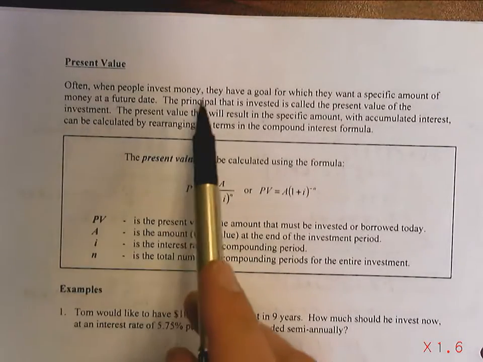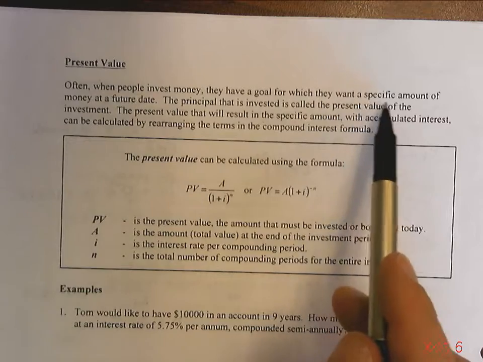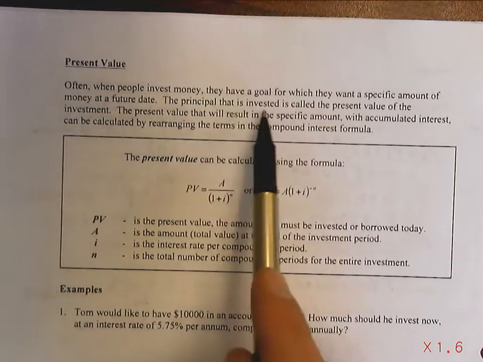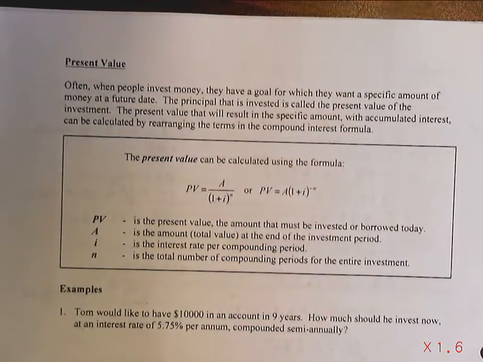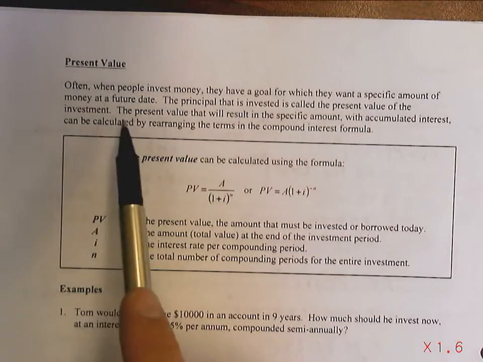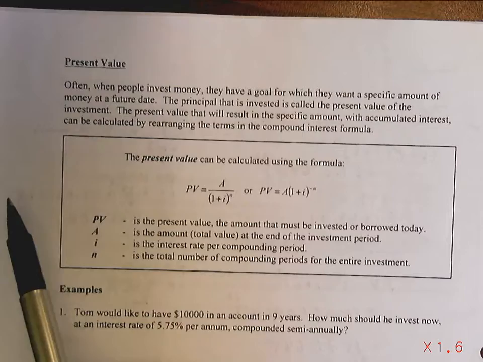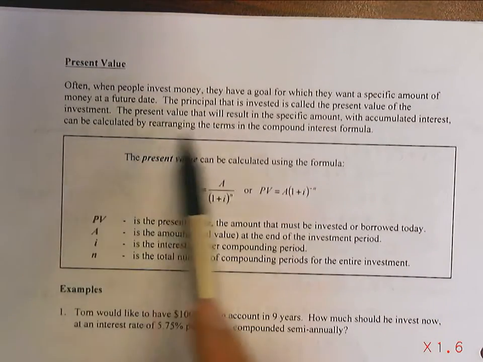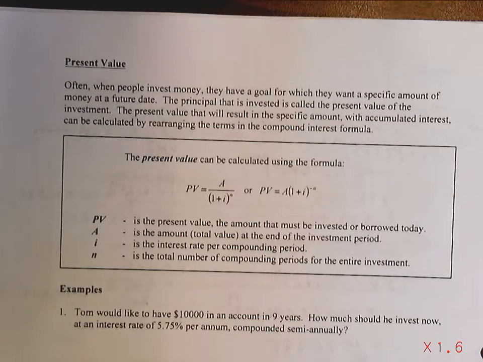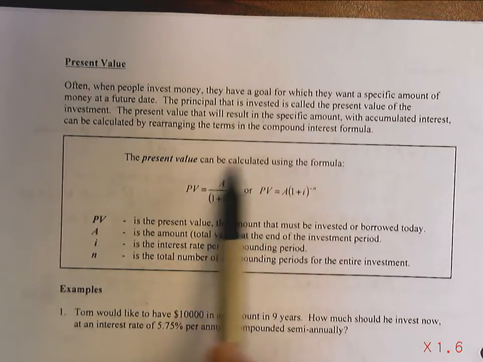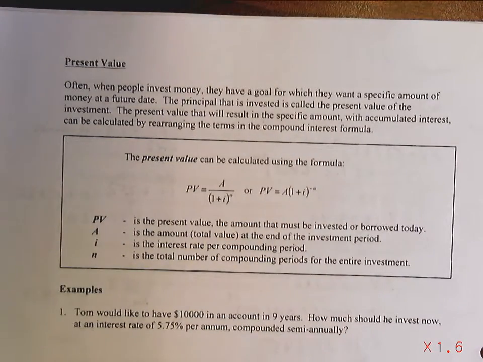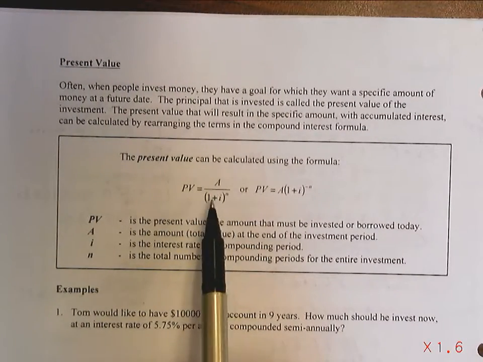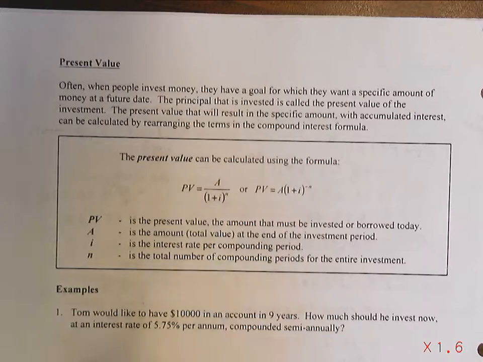Often people invest money. They have a goal for which they want a specific amount of money at a future date. The principal that is invested is called the present value of the investment. The present value that will result in a specific amount with accumulated interest can be calculated by rearranging our first formula. So you can remember another formula. This one, present value equals amount over 1 plus i to the n.